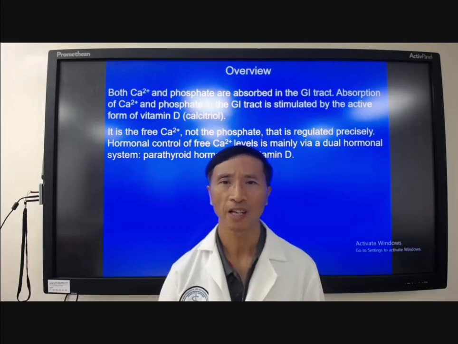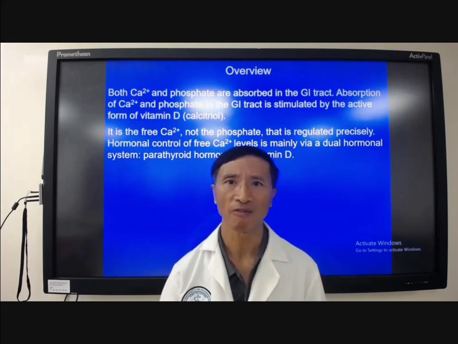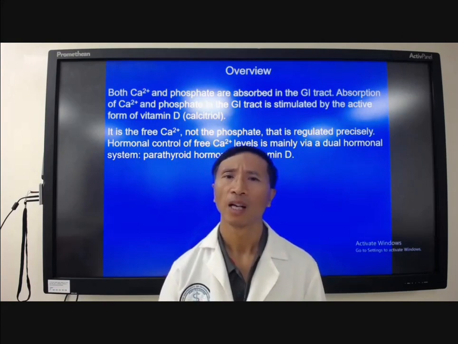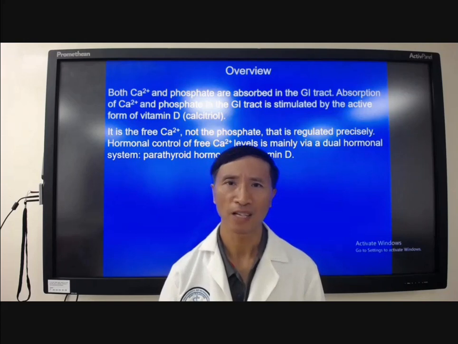Calcium and phosphate are absorbed in the GI tract. Absorption of calcium and phosphate is stimulated by the active form of vitamin D. It is a free calcium, but not phosphate. It's regulated precisely.